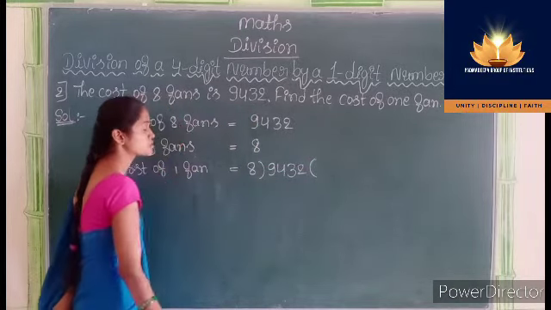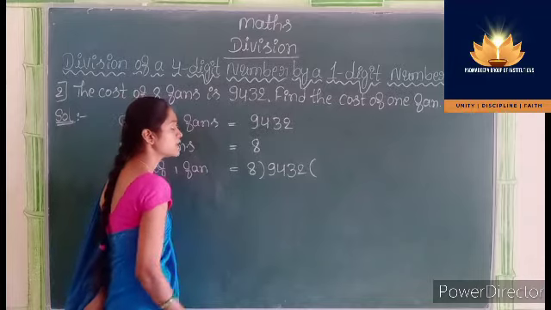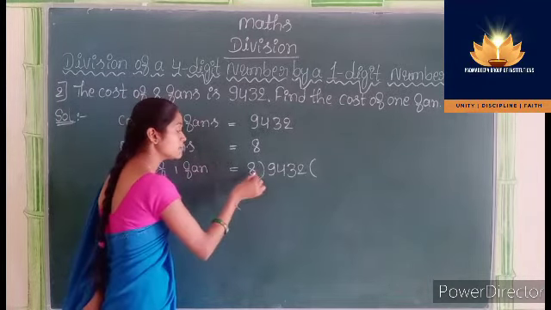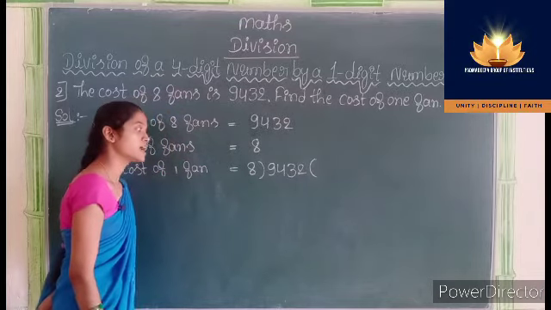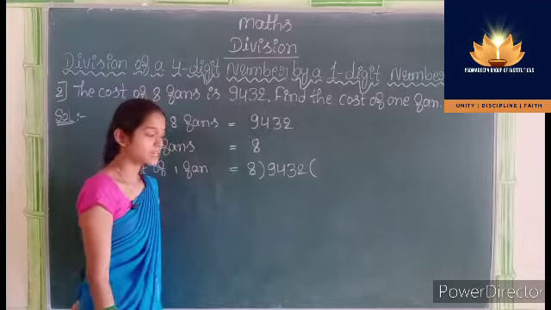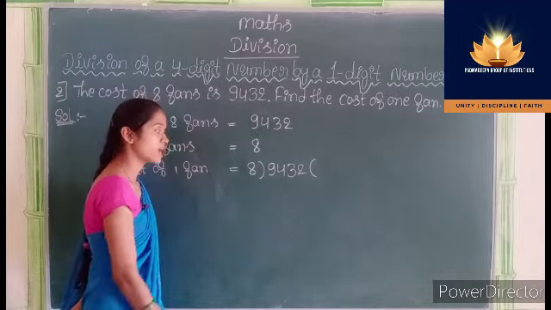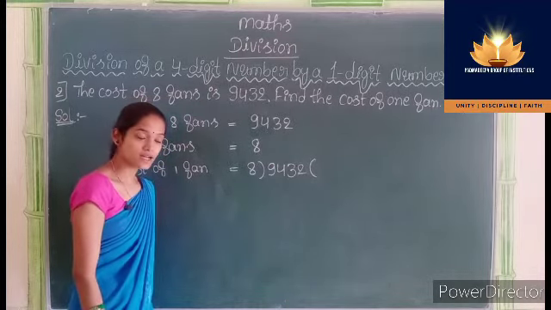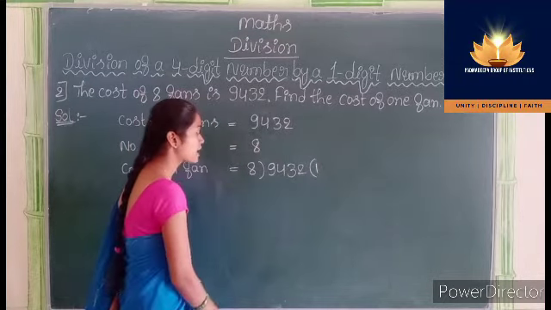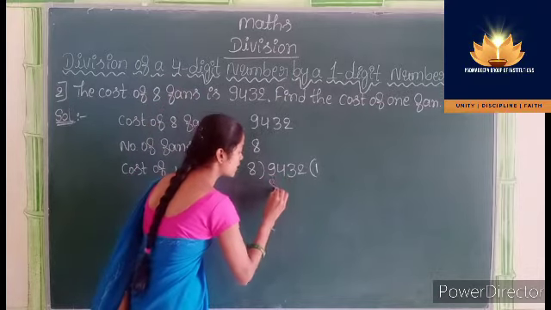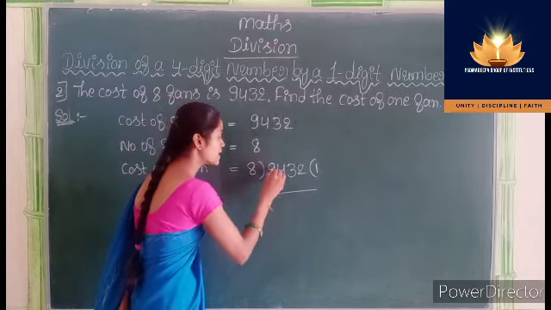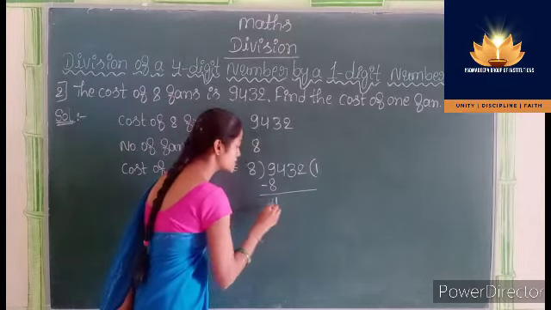Consider the leftmost digit, that is 9. 9 is greater than this 8, so we can divide 9 by this 8. 8 ones are 8. 8 2s are 16. 16 is greater than this 9. That's why we have to consider 8 ones are 8. 1 should be written in quotient place. Then write 8 below this 9. Subtract 8 from this 9. 9 minus 8 that is 1.